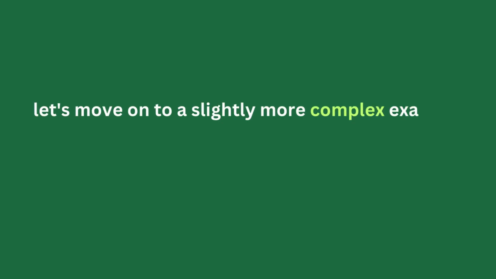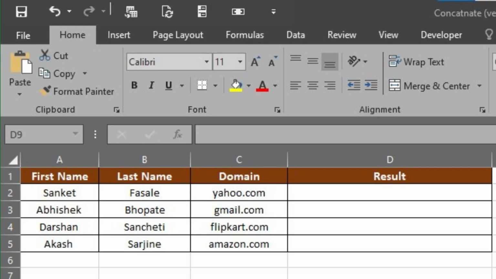Now, let's move on to a slightly more complex example. Here, we have first names, last names, and email domains in separate columns. We want to combine them into a single email address. To achieve this, we can use concatenate and the ampersand together.